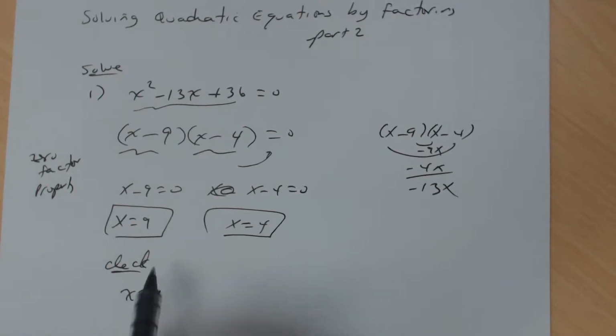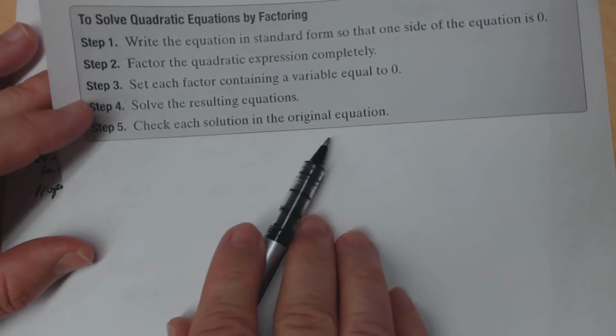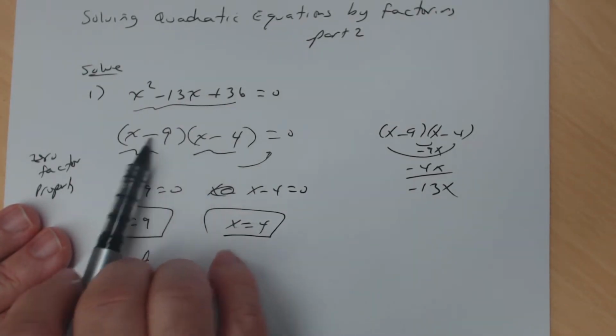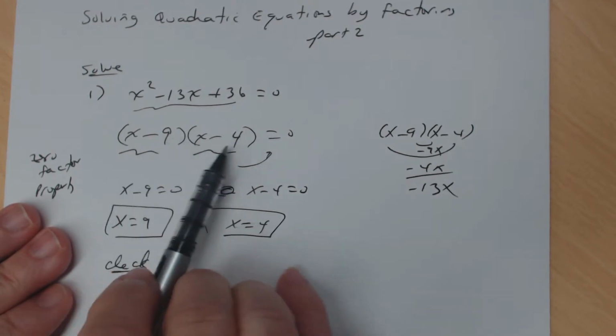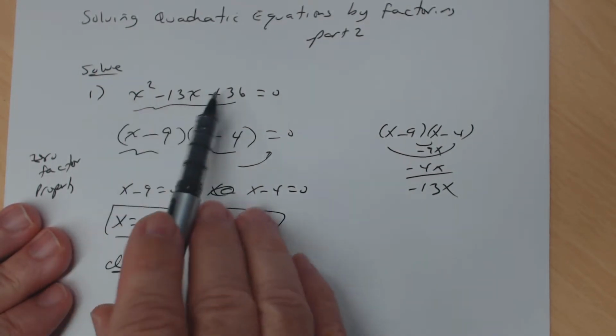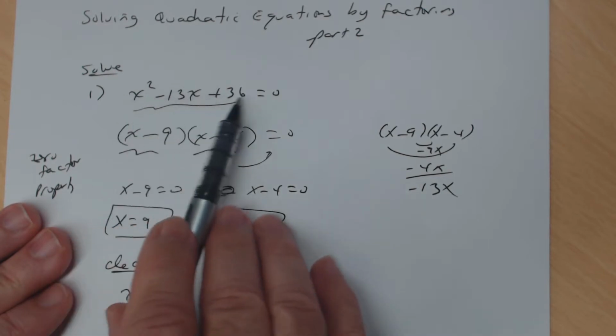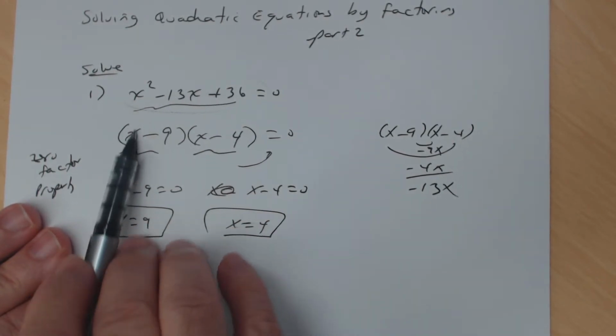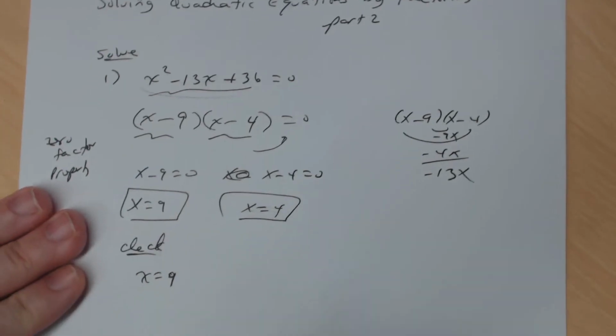Now again, the step said check each solution in the original equation, because you could have messed this up. You could have factored this wrong. So if you put this back in here, you're going to think it works, but you got to go back to the original. Always go back to the original, because you could have made an error somewhere when you factored it.